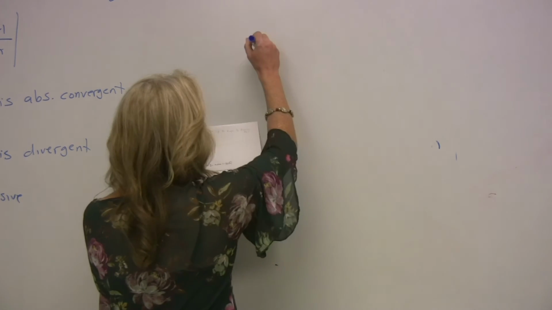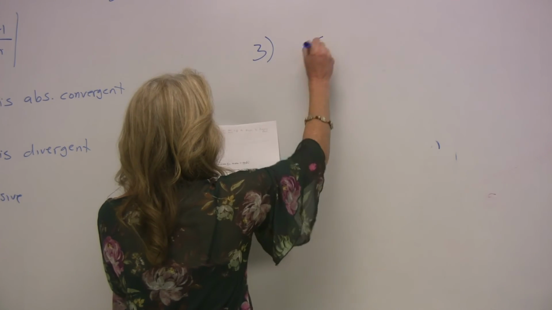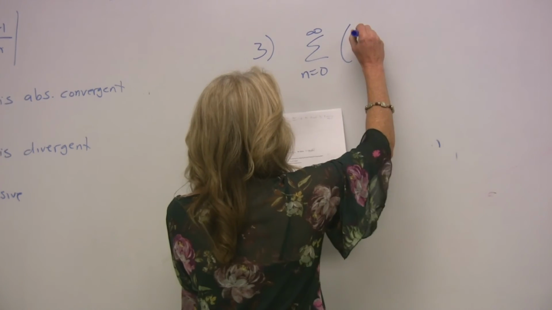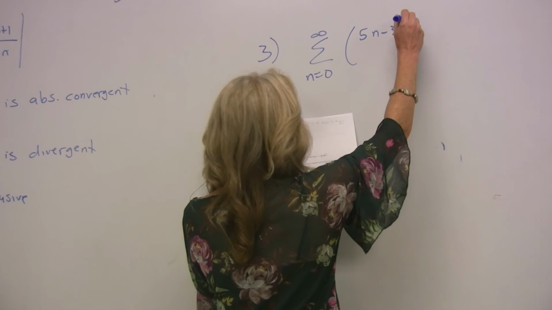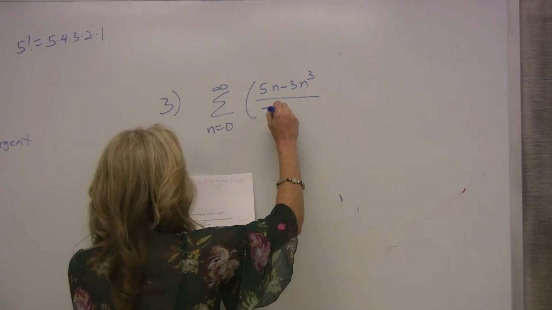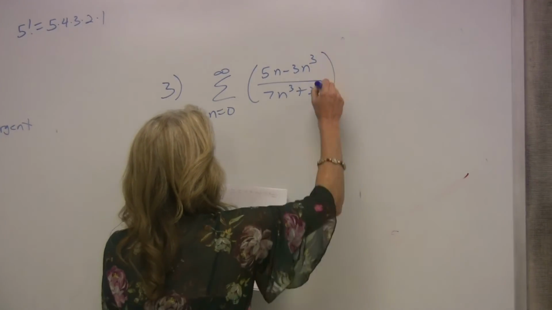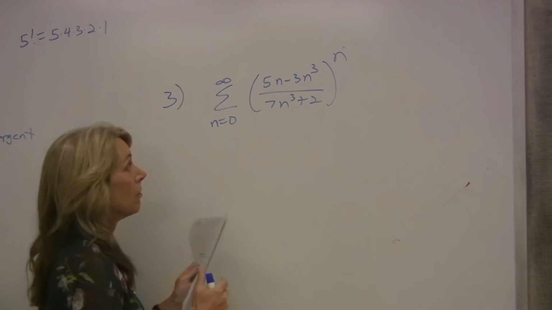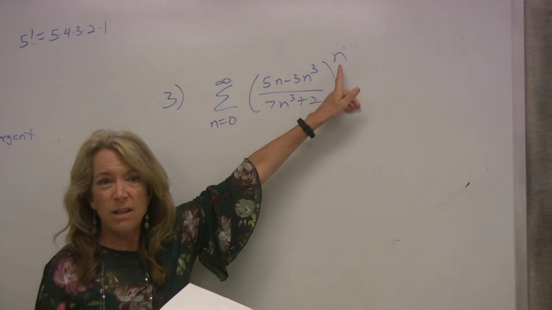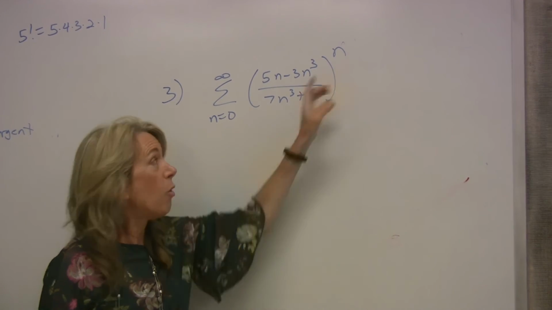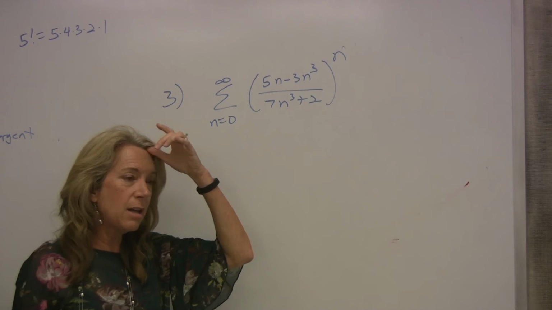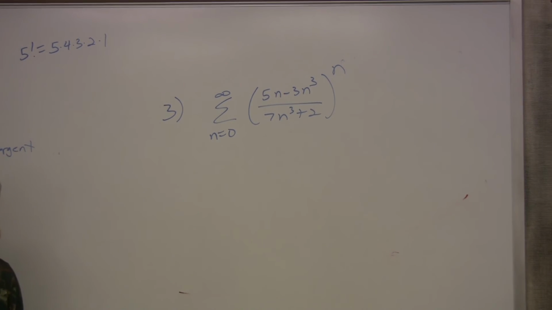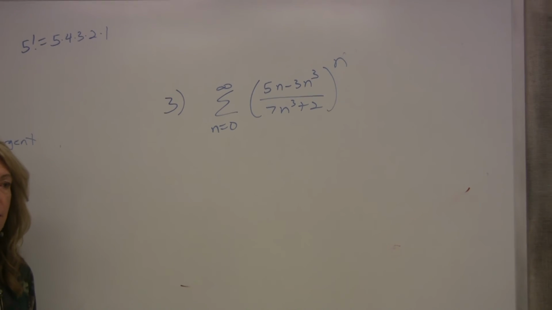So example 3 is the series n equals 0 to infinity of this nice messy fraction, all raised to the n. As soon as you see this giant n out here, or if everything in there was raised to the n, sometimes it's done in little different pieces, that's a pretty good sign that you want to use the root test, because that will get rid of that.